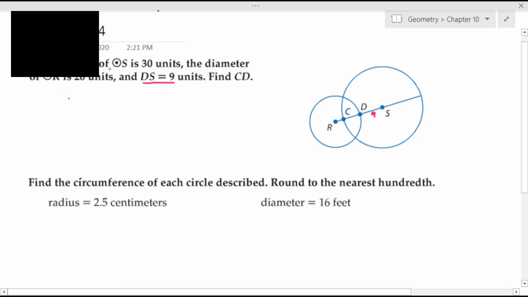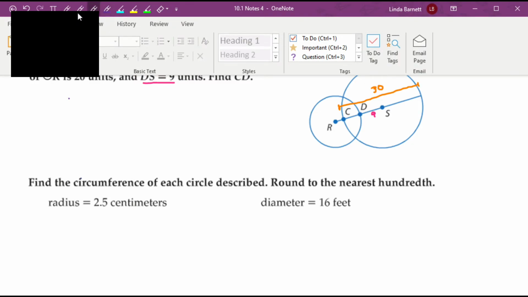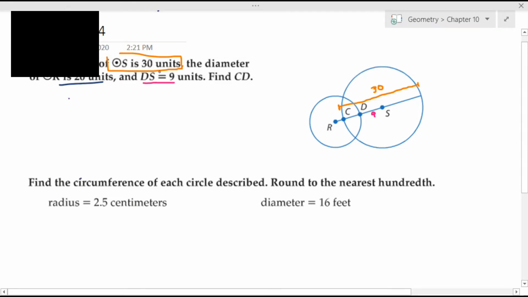And it gives us that the diameter of circle S is 30 units. So from here all the way to over here is 30 units. And the diameter of circle R, let's do blue, is 20 units. So this whole thing here would be 20 units.